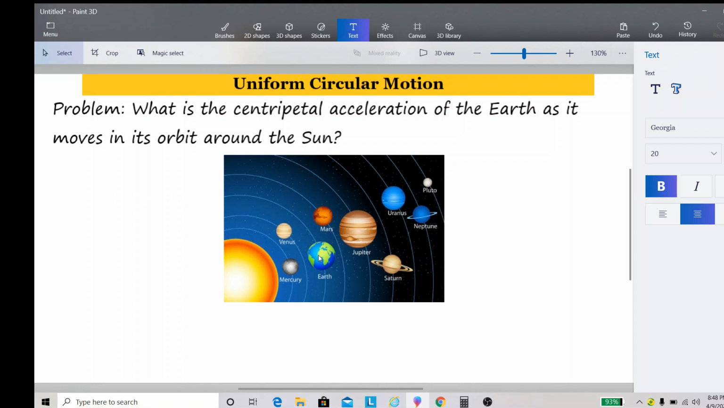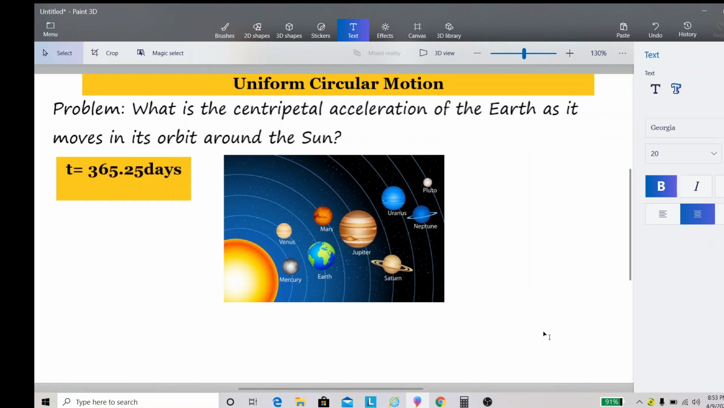Ngayon, yung Earth daw yan, kung halimbawa dito nagsimula, yung Earth daw ay nakaka-complete ng isang buong revolution within 365 and 1/4 days. So, anong alam natin? Ang alam natin, yung time, T, is equal to 365.25 days. Ngayon, gaano raw kalayo naman ngayon yung Sun sa Earth?